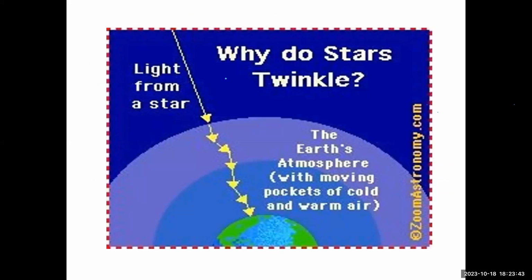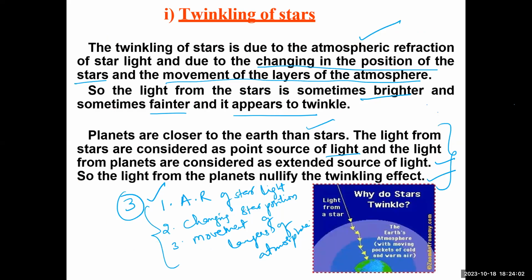This is how the twinkling of the star takes place. Light from a star looks like this, it is changing, and ultimately when it comes over here, it looks as if the star is twinkling. The Earth's atmosphere with moving pockets of cold and warm air makes it look like the star is twinkling. That's what I'm talking about, because of the third point, movement of the layers of the atmosphere. That's also one reason for the twinkling of the light.